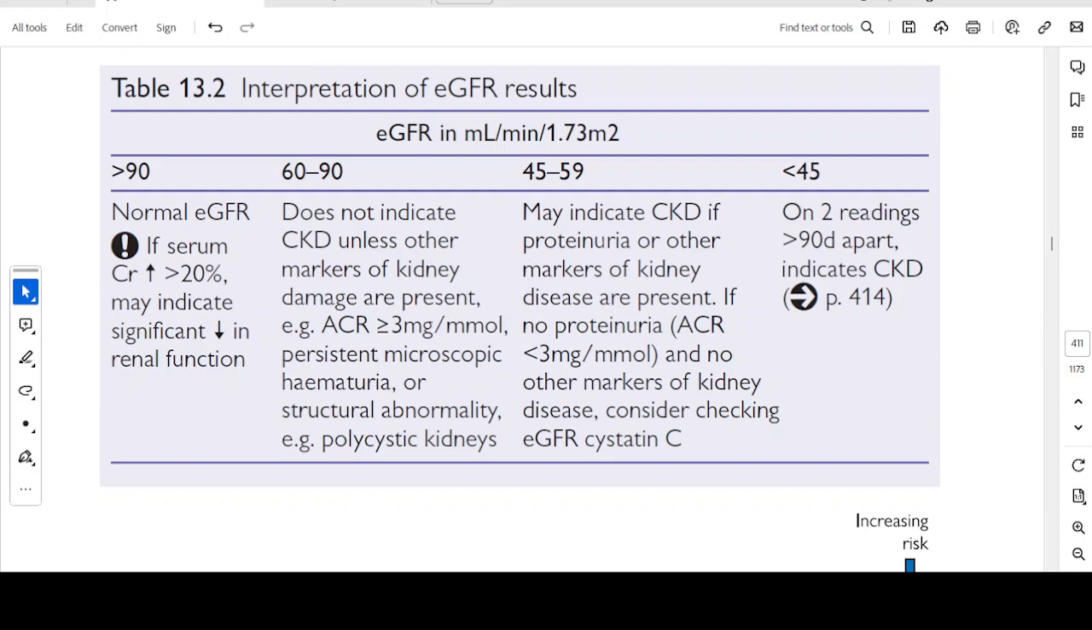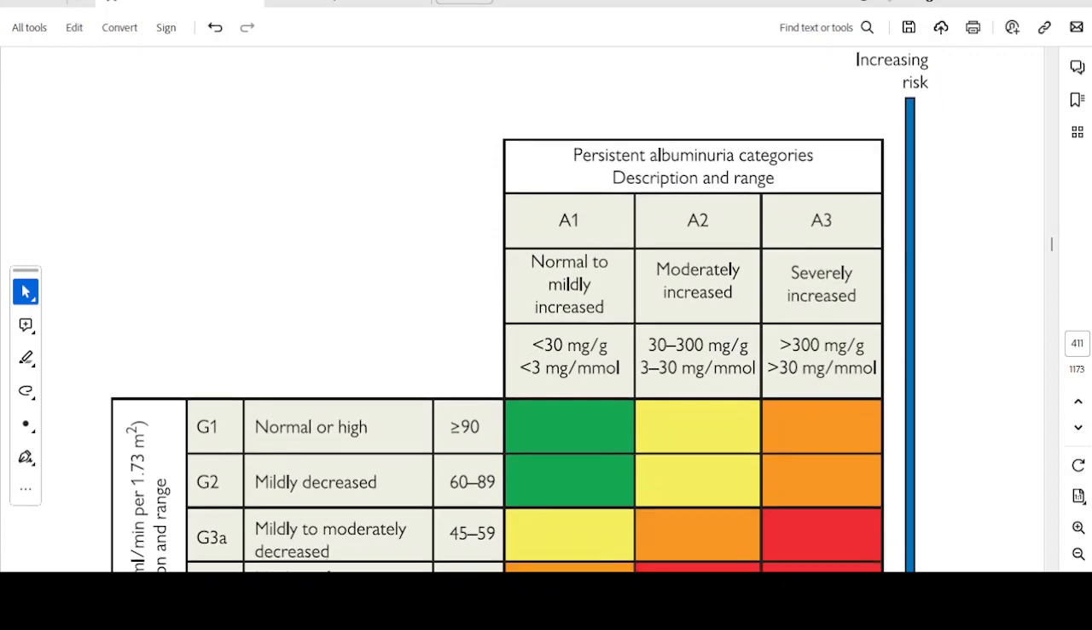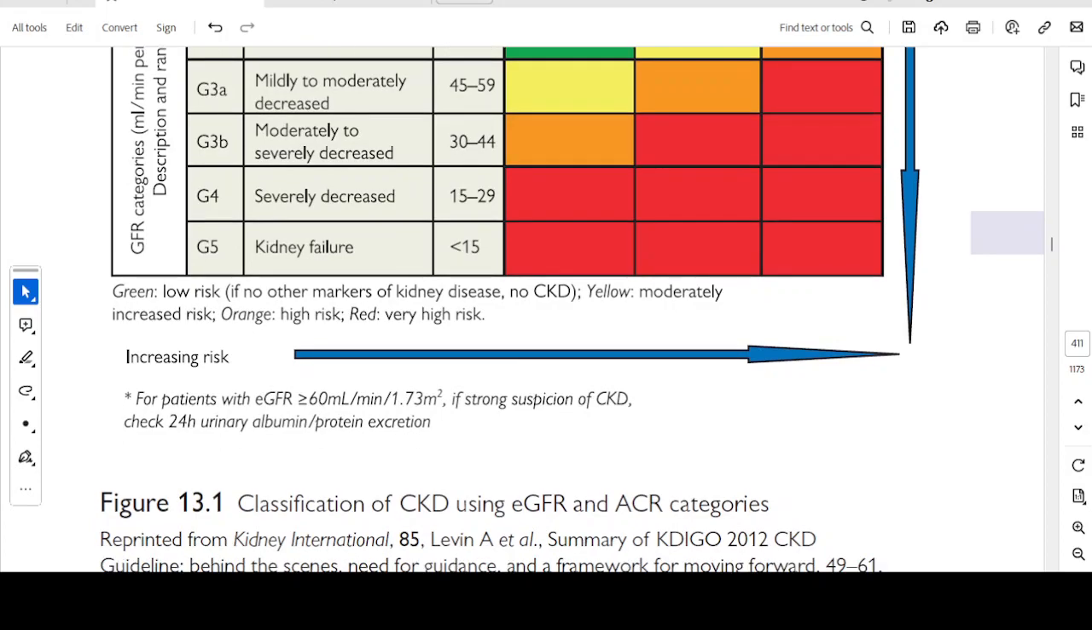45 to 59, this is stage 3A, may indicate CKD if proteinuria or other markers of kidney disease are present. If no proteinuria, ACR is less than 3 milligrams per millimole and no other markers of kidney disease, consider checking eGFR with cystatin C. We have read about this. And if it is less than 45 on two readings 90 days apart, indicates CKD. So this one is classification of CKD using eGFR and ACR categories.